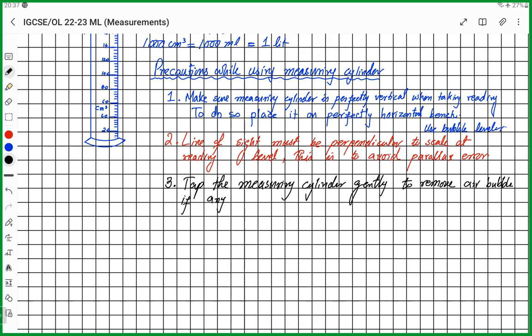If you need to find the volume of that fizzy drink and you put it in a measuring cylinder and you see some bubbles over there, you have to tap it gently to remove all those bubbles. In that case, all those bubbles will produce some change in the volume because they are occupying some space inside the liquid. Okay. So these are the things that we need to do while using a measuring cylinder.